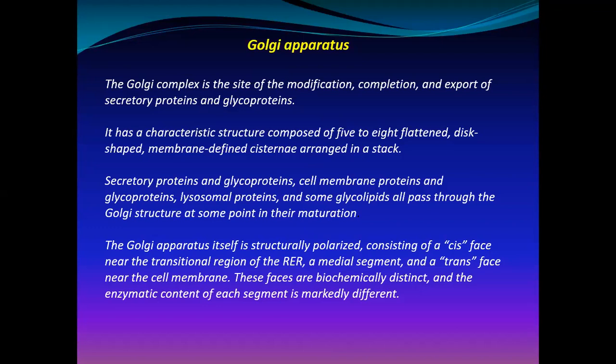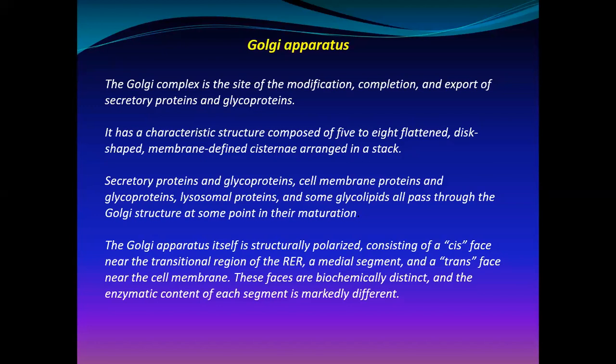It has 5 to 6, not like the rough endoplasmic reticulum, only a few, and then they stack one on top of the other like that, and then they also have a lumen, right? Secretory proteins and glycoproteins, cell membrane proteins and lysosomal proteins, and some glycolipids all pass through the Golgi structure at some point of their maturation, right? So whether it is a glycoprotein, a cell membrane protein, a lysosomal protein, or glycolipids, all of these have to go through the Golgi apparatus once.